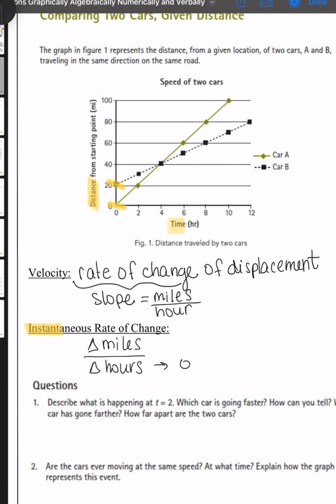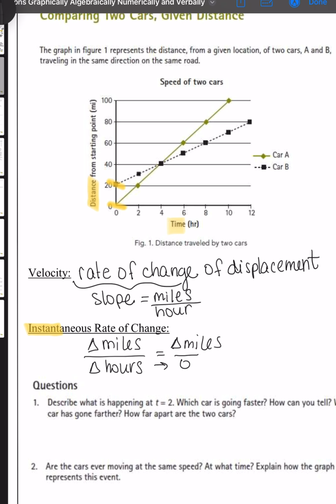Right? Because no time is changing. It's happening in an instant. Well, that's weird. So then I would have the change in miles over 0. Isn't that undefined? So this is where calculus is going to help us in the future.